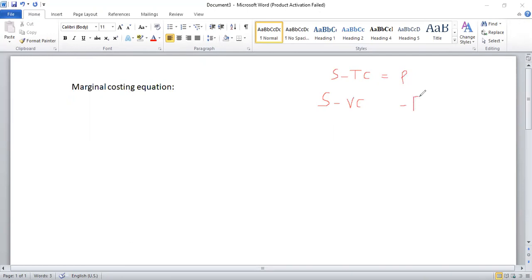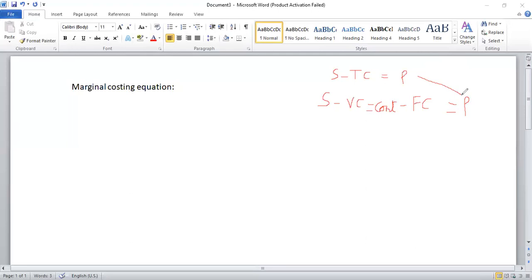So first step, when variable cost is deducted, the resultant figure is called as contribution margin. Sales minus variable cost is called as contribution. From the contribution margin, when the fixed cost is deducted, the resultant figure is called as profit. Ultimately, we arrive at this profit and this profit, both of them are equal. There is no difference here.